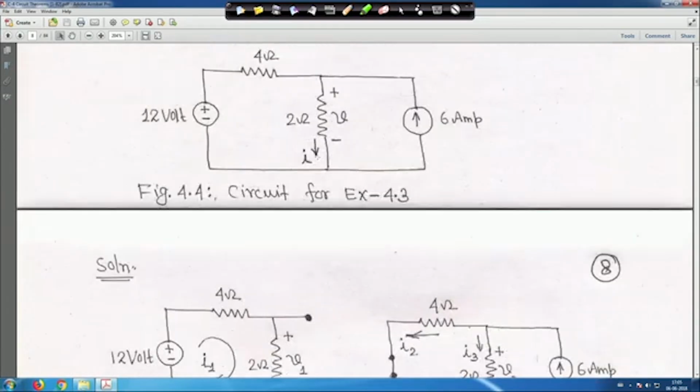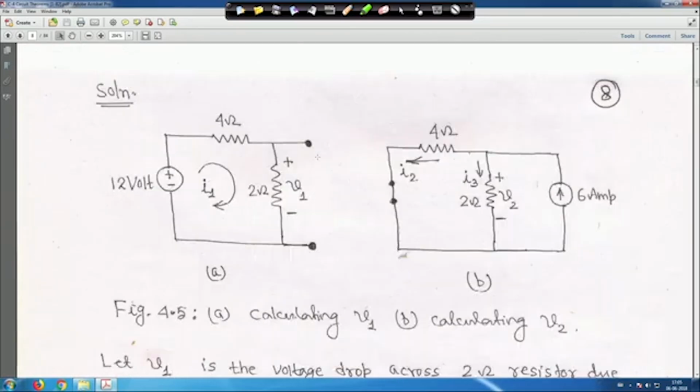Now, for the 2 ohm resistance, when the current source is open, it is current I 1, and when the voltage source is shorted but the current source is there, it is I 3. So, basically I is equal to I 1 plus I 3, and V 1 is equal to 2 into I 1, and V 2 is equal to 2 into I 3, and V is equal to V 1 plus V 2, because we are taking one source at a time. Here it is V 1, here it is V 2. So, basically it will become V 1 plus V 2.